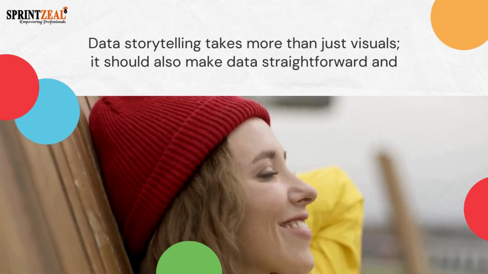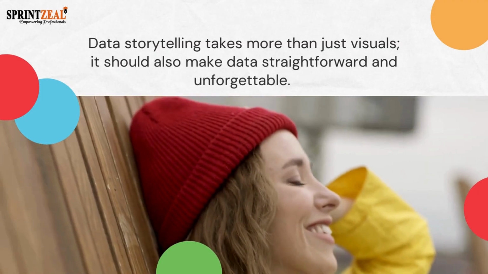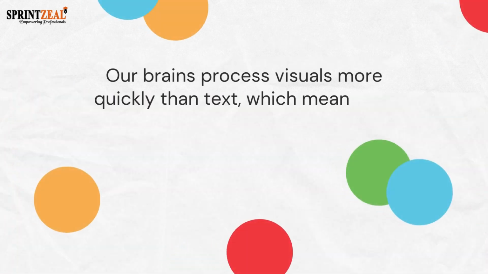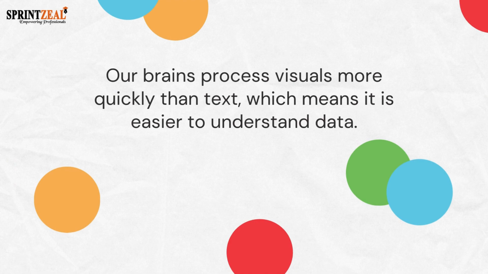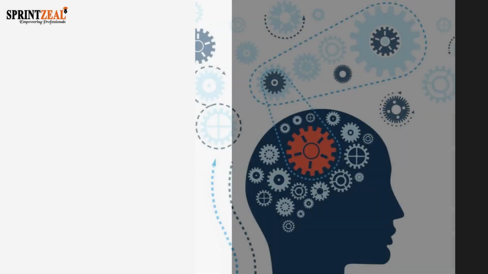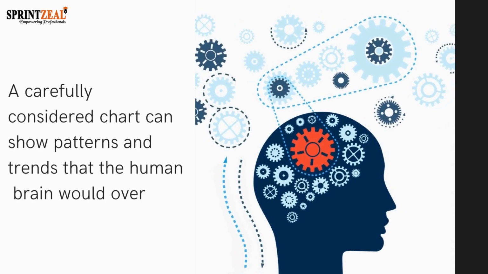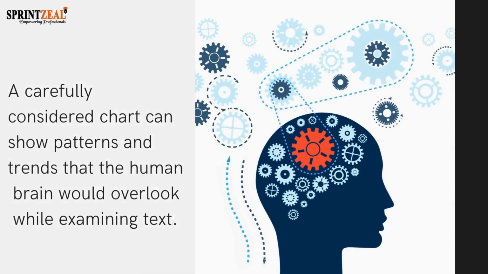visuals. It should also make data straightforward and unforgettable. Our brains process visuals more quickly than text, which means it is easier to understand data. A carefully considered chart can show patterns and trends that the human brain would overlook while examining text.